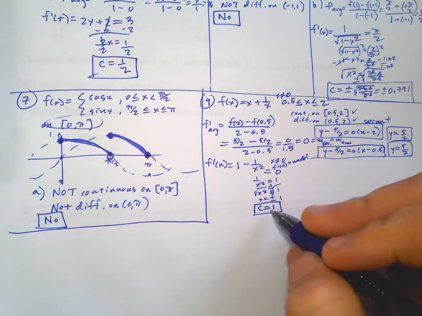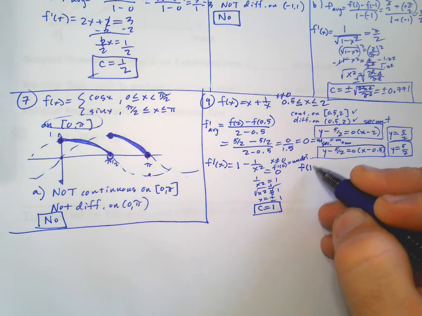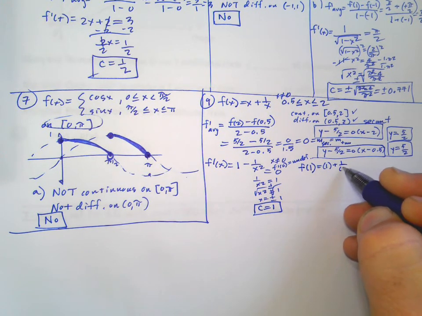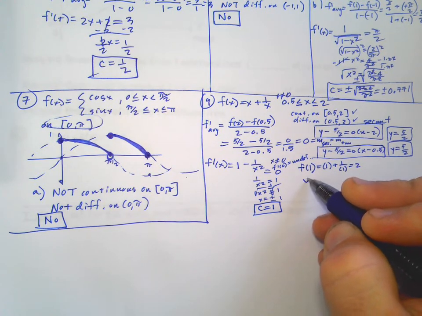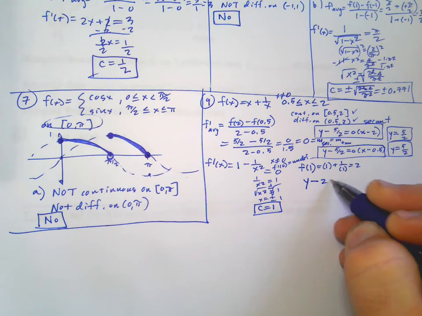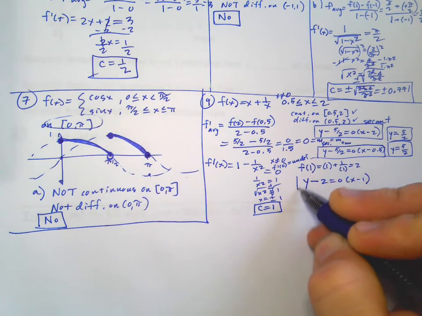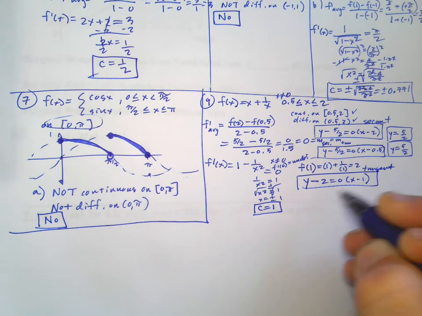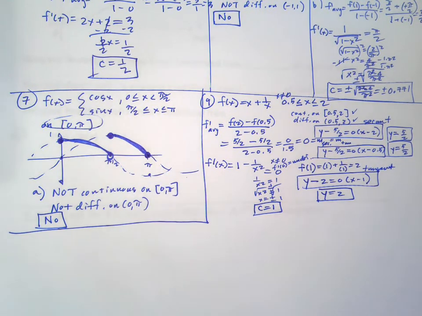Then we need to plug this into the original function to find out what the y coordinate is at that point. And so it ends up being 2. So the equation of our tangent line is going to be y minus 2 equals 0 times x minus 1. And you could write that as the equation of your tangent line, or you could change it to slope-intercept form. It's a horizontal line. So there you go.